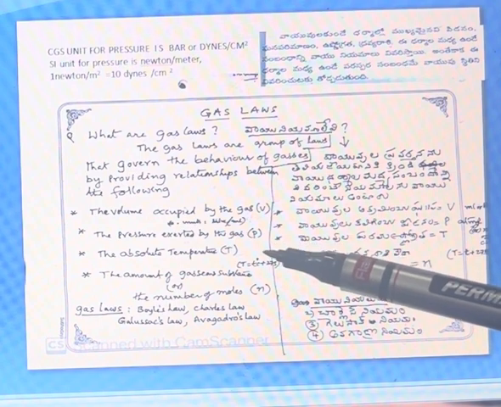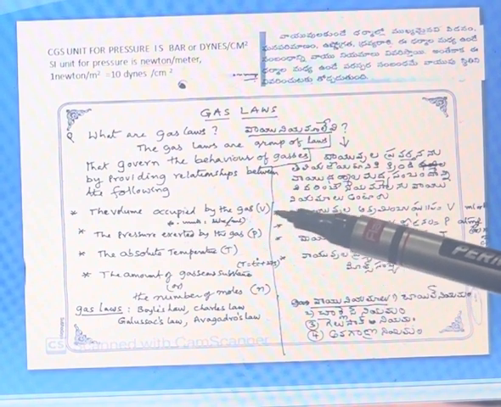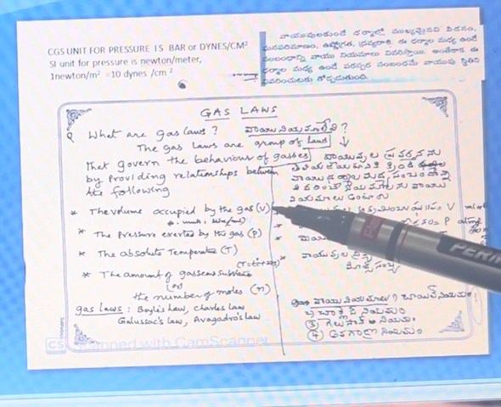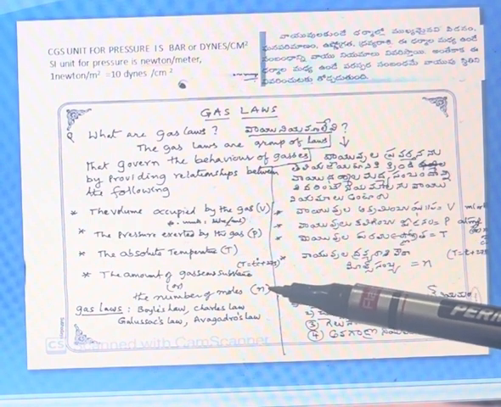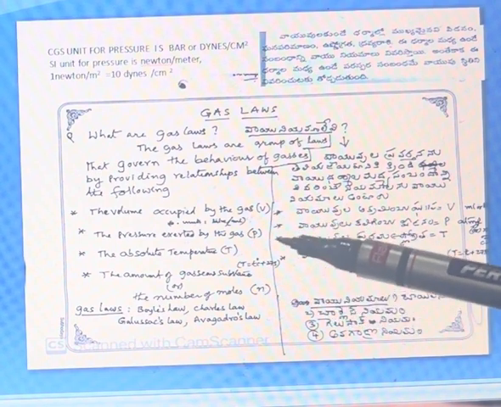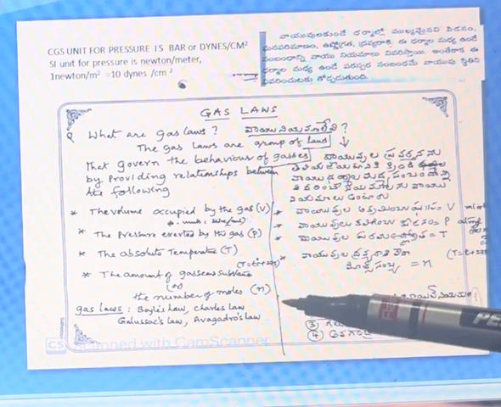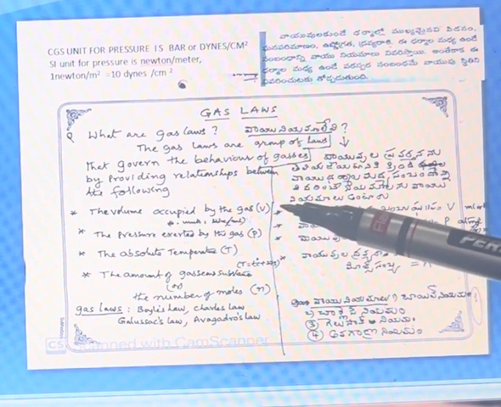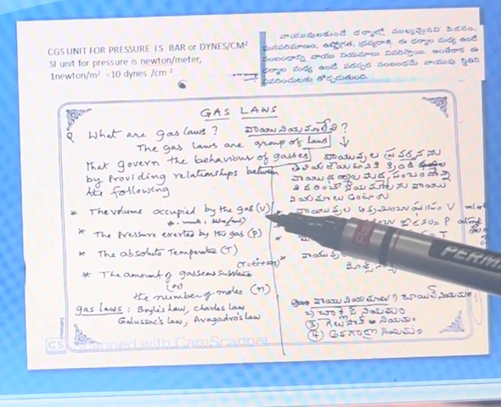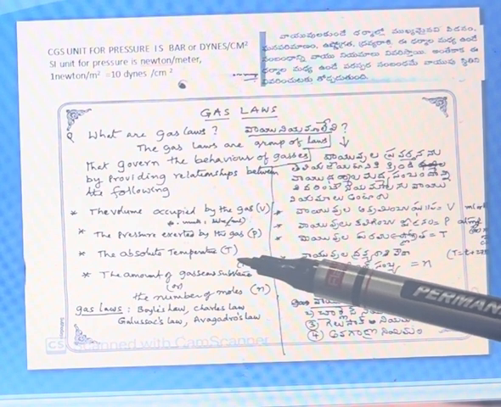If you take constant pressure and fixed mass, then you will get Charles law. The remaining variables are V and T. The relation between V and T is that V is directly proportional to T, volume is directly proportional to absolute temperature.